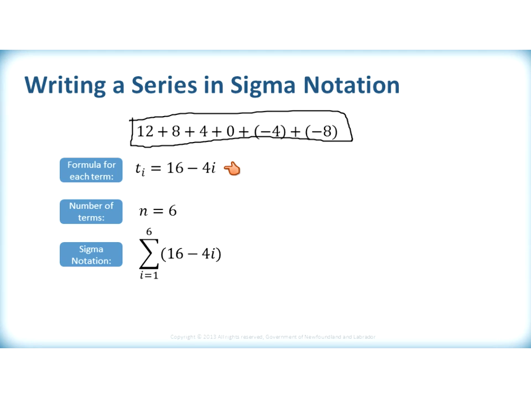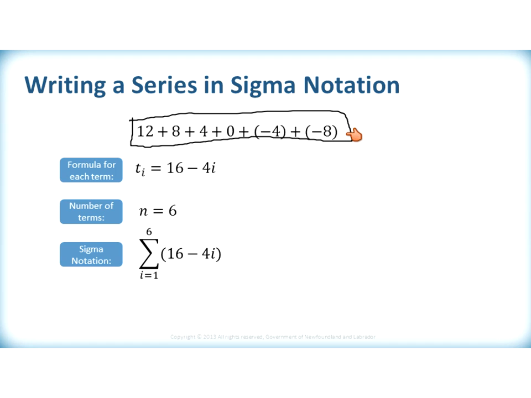So the formula for any one of those numbers, depending on which position it's in, would be 16 minus 4 times i, where i is kind of like your position number. Okay? So for instance, your first term, T1, would be 16 minus 4, which gives us 12. Your second term, 16 minus 4 times 2, which is 8, etc., all the way up until the very last one, which will be 16 minus 4 times 6, and that's equal to negative 8.